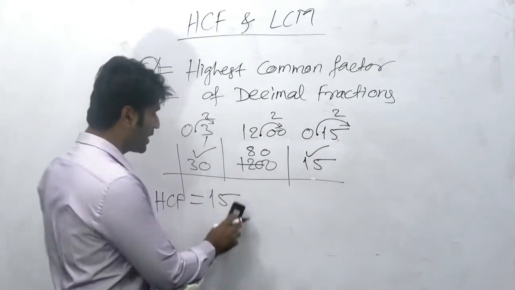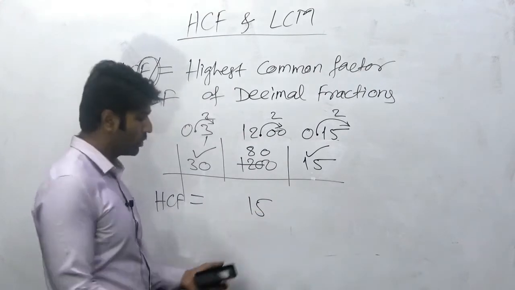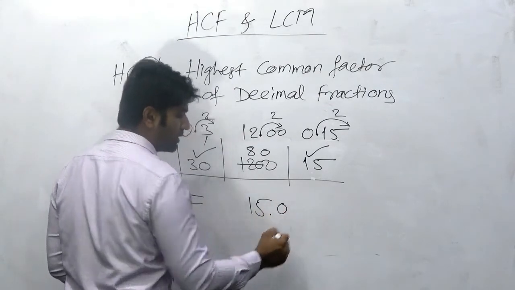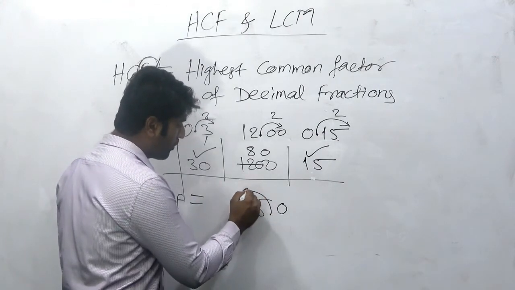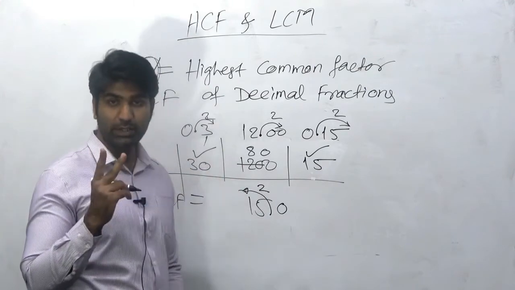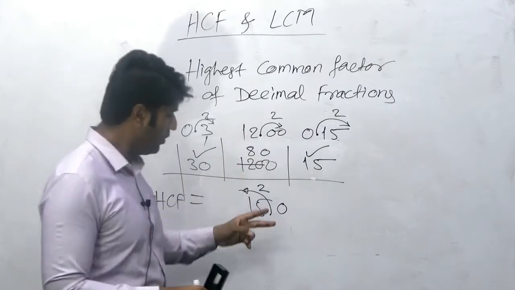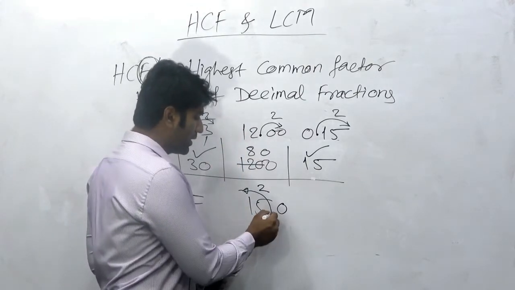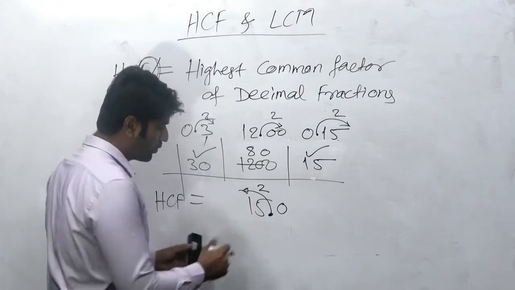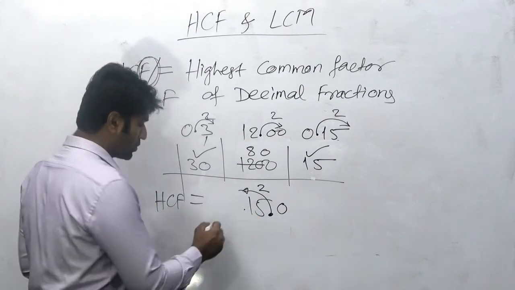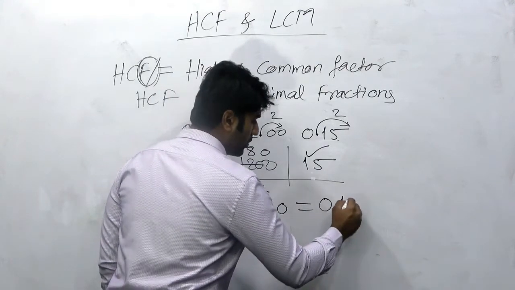Now we have to return that. So we have to return the point which is invisible again. So 15 means 15.0. So we have to shift this point backward by two digits, because here we shifted the point ahead by two digits. Now we have to return it back by two digits. So the answer will be, after shifting 1 and 5, the point will come here before 1. So the answer will be 0.15.